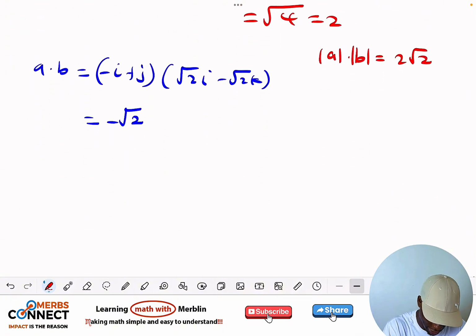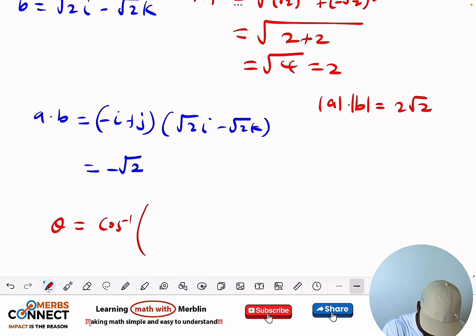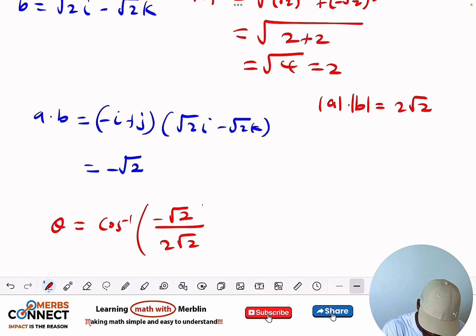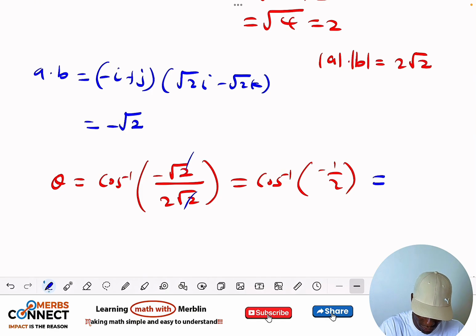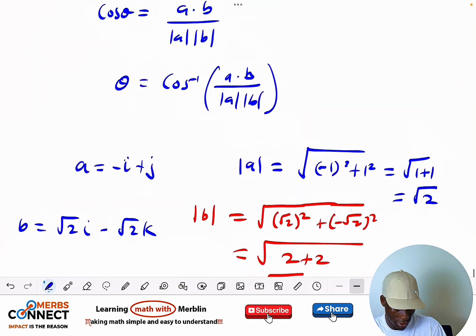So now let's find theta. Theta is equal to cos inverse of, now the dot product, what did we get? We had minus square root of 2, divided by the magnitudes. We had 2 square root of 2. This is the same as cos inverse of minus 1 over 2, because this will cancel this. And then what is cos inverse of minus 1 over 2? This is going to give us 120 degrees. So this is what we are going to get.